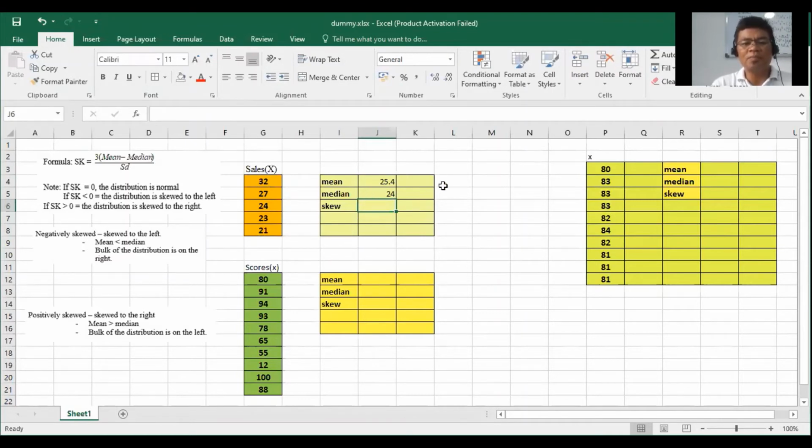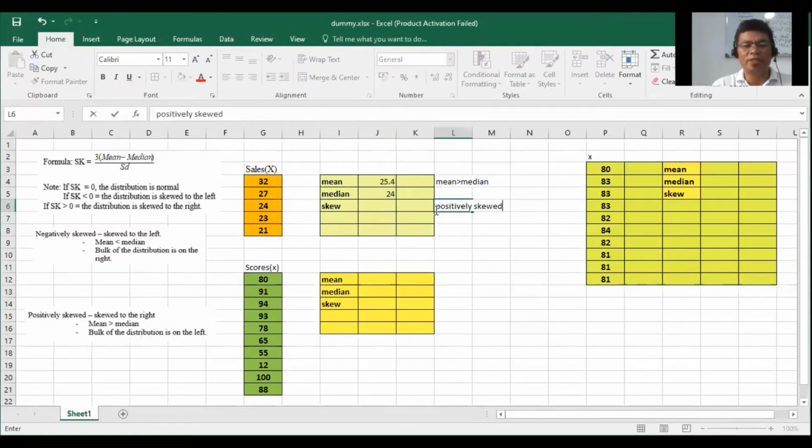So in this case, the mean is greater than the median. From these values alone, we can say that when the mean is greater than the median, this is positively skewed. Which means if it is positively skewed, there are more scores below the mean. So if the mean is 25.4, then the scores that are found below the mean are 24, 23, and 21. So more scores are found below the mean here than above the mean. There are only 2 scores found above the mean. These are only the 27 and 32.